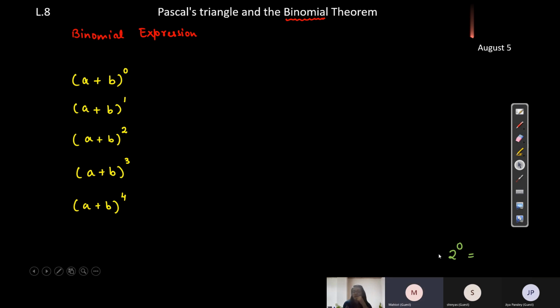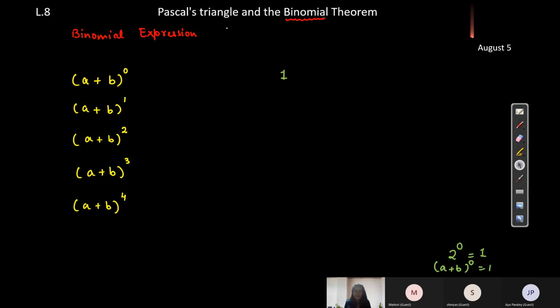Okay, anybody else, do you agree or do you want to change? Would it be 1? Yeah, I would choose 1 too. Yeah, so see, any number or any expression, if you raise it to exponent 0, you will always get 1, okay? In fact, even if you take an expression, A plus B, and you raise it to exponent 0, you get 1. So this right here, A plus B raised to 0, you are going to get 1. I'm writing 1 over here.